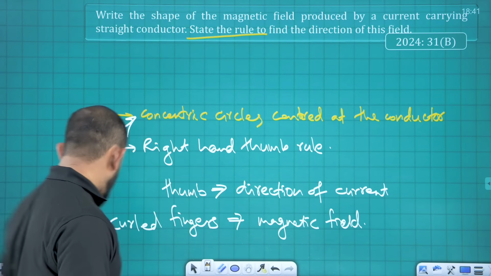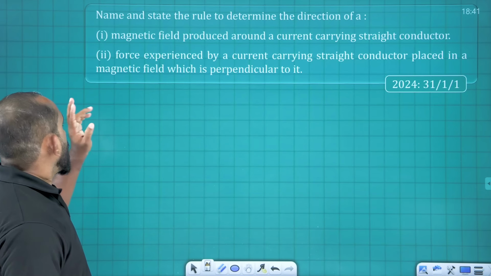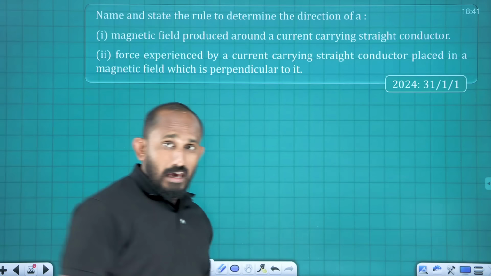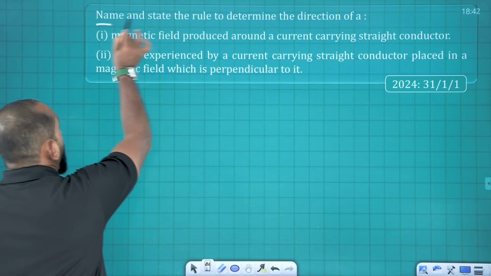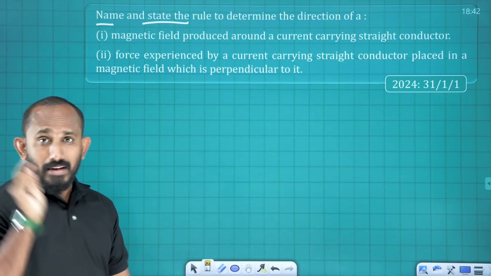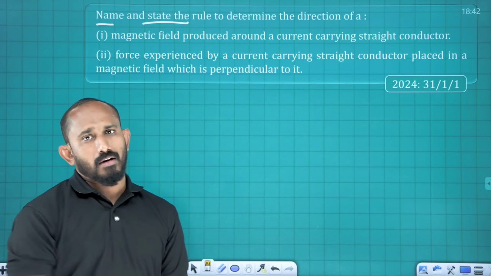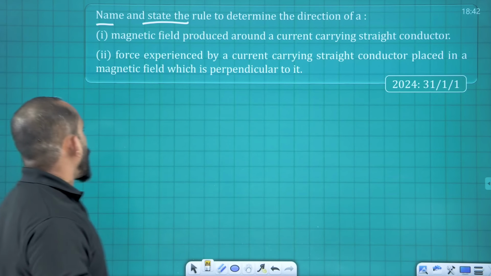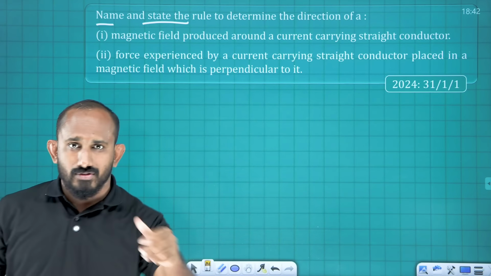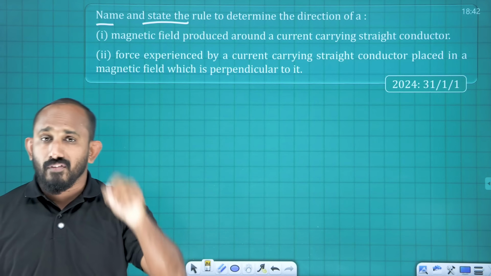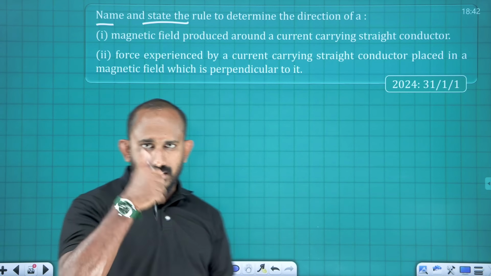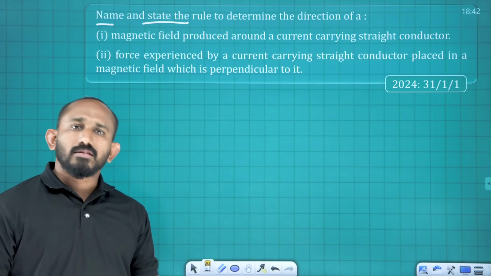Next question, let's see. Name and state the rule to determine the direction of A. So, name and state. Very important, you have to take care. Name should be given and statement also should be given. To determine the direction of a magnetic field produced around a current carrying straight conductor. Just we got it. Is it? Magnetic field produced around a straight current carrying conductor. We got it. It is right hand thumb rule. And the statement also we got.